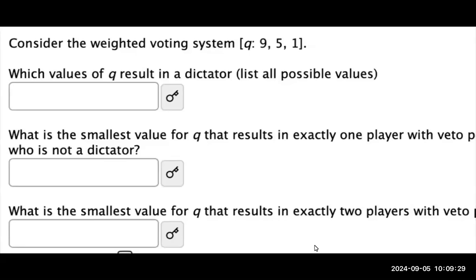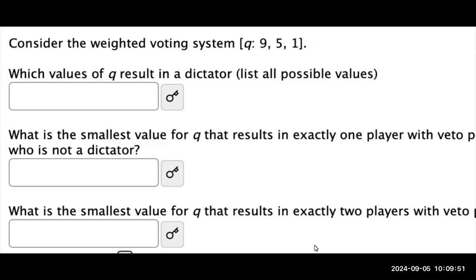Consider the weighted voting system Q, so the quota is unknown. Then you have player number 1 who has 9 votes, player number 2 who has 5 votes, and player number 3 that has 1 vote. Which values of Q result in a dictator?